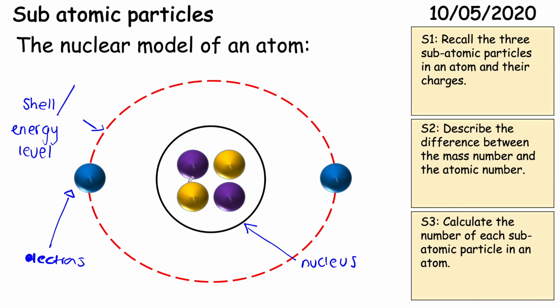Now inside the nucleus we've got two different subatomic particles. We've got these ones, which we're going to call the protons, and then we've got the others, which are neutrons.